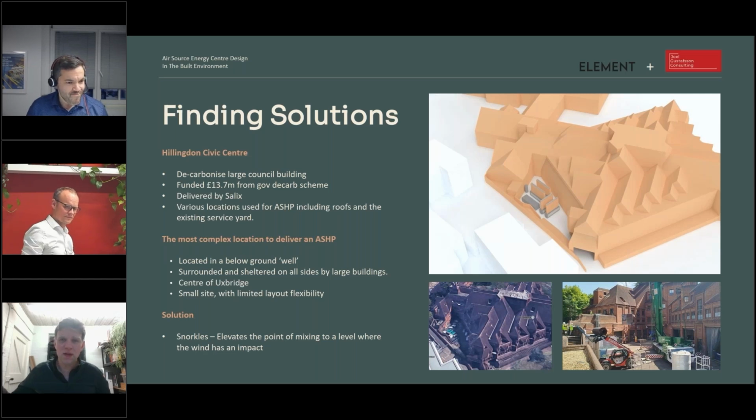The obvious one is that the air was going up and then it was coming down, and it was sitting in that well, and we were really encouraging a huge amount of recirculation. So there is always a solution, and in this particular solution, it was to start to encourage the mixing of the air at a high level, at a high elevation, at a point in which the wind was having an effect on the rejected air.